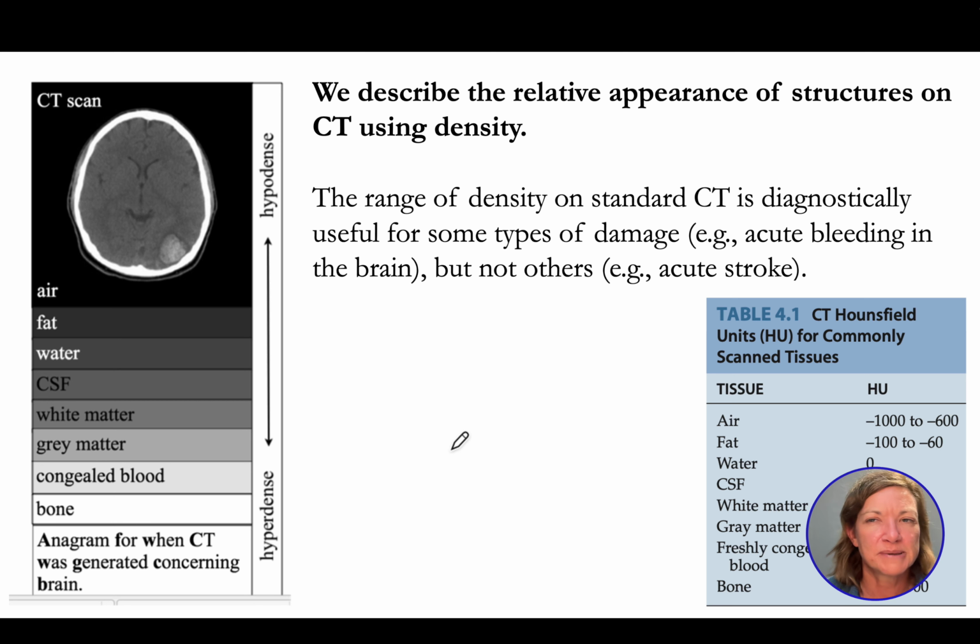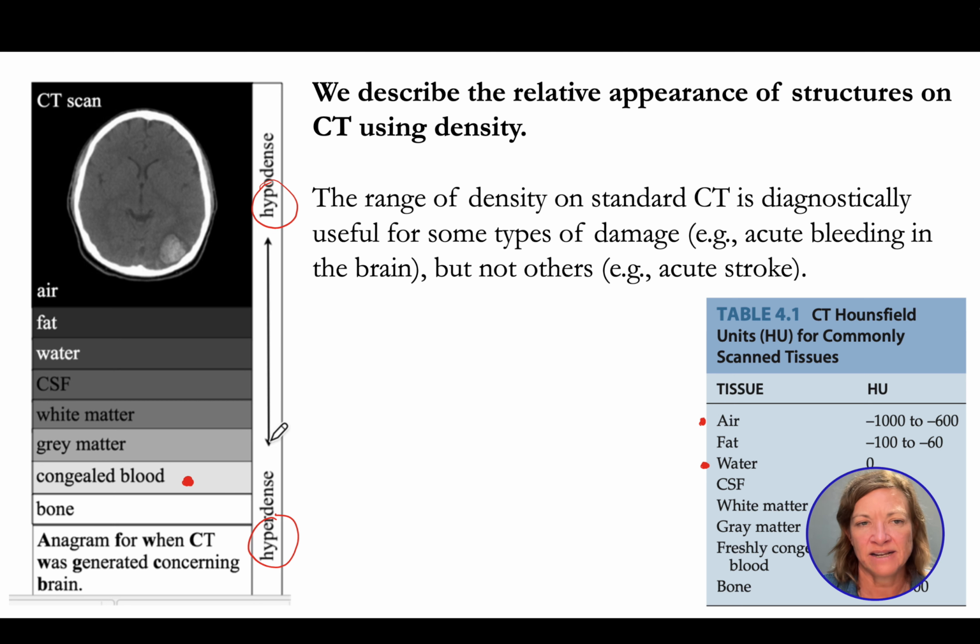So we describe the relative appearance of structures on CT using density, and we use these terms hyperdense and hypodense. And here's the range of sort of density structures for the brain. Again, dense structures appear bright, and congealed blood, when it's newly congealed, is bright on CT. So that's an important diagnostic tool or feature. You sometimes hear density expressed in Hounsfield units. This is a really weird scale. So the Hounsfield units, water has a density of 0, and air has a density of negative 1,000. So just in case you hear that term.